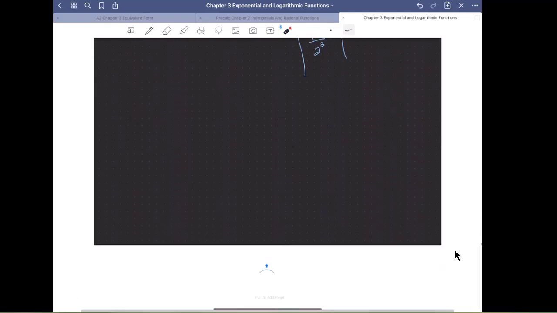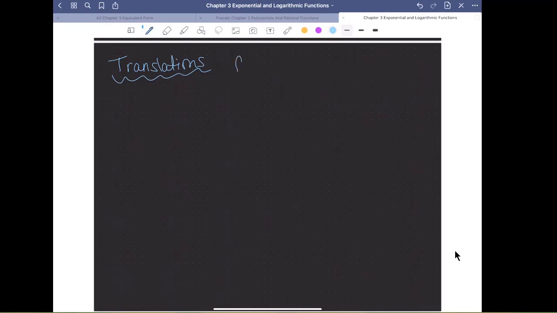So let's go over translations. Translations is just how you are moving graphs, right? Are we moving it up? Are we moving it down? Are we flipping it? Are we doing all that good stuff? So I'm going to stick with that function that we just worked on, f of x equals 2 to the x, right?